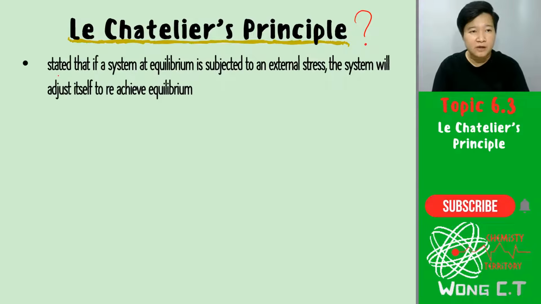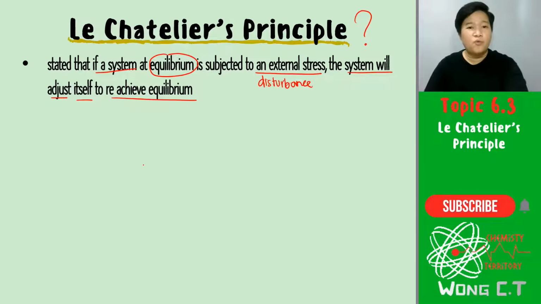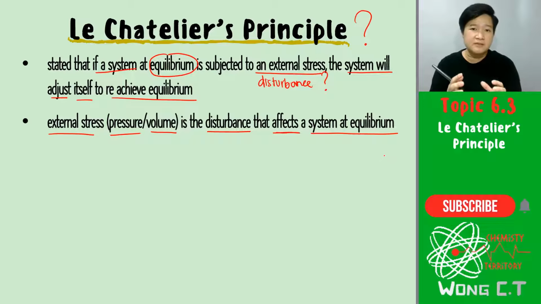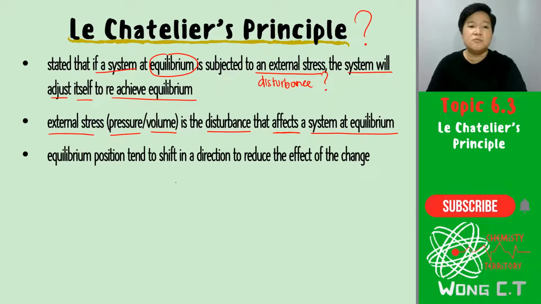As we all know, Le Chatelier's principle states that if a system that is already at equilibrium is subjected to an external stress, or we call it a disturbance, the system will then adjust itself to re-achieve equilibrium. So what is the external stress and what is the disturbance? In our video today, the external stress is the pressure and volume, which is the disturbance affecting a system at equilibrium. You already have a system at equilibrium, and then we change the pressure or the volume of the system. Therefore, the system will then do something.